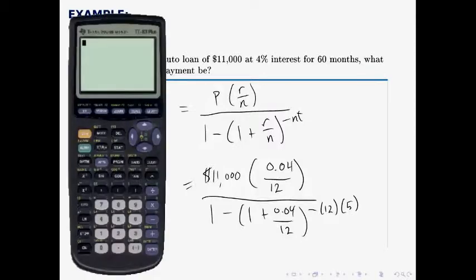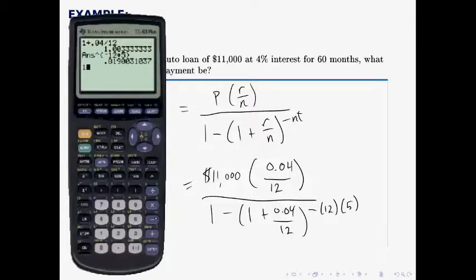Rather than typing everything in all at once and getting confused with lots of parentheses, let's start with just one piece at a time. So I'll start with the denominator, since that looks more complicated, and we'll start with the parentheses. So start with 1 plus 0.04 divided by 12. Then raise that to the power of negative 12 times 5, or again I could raise that to the negative 60th.